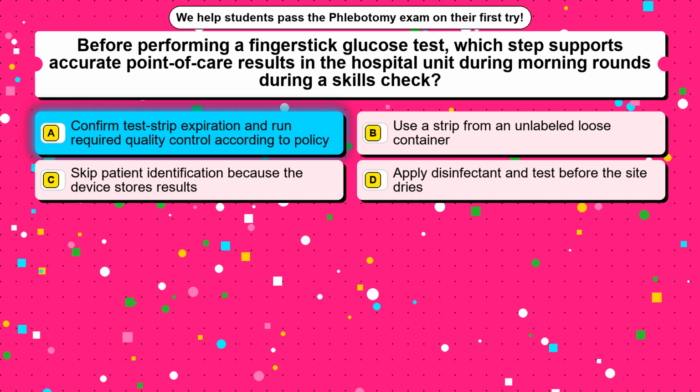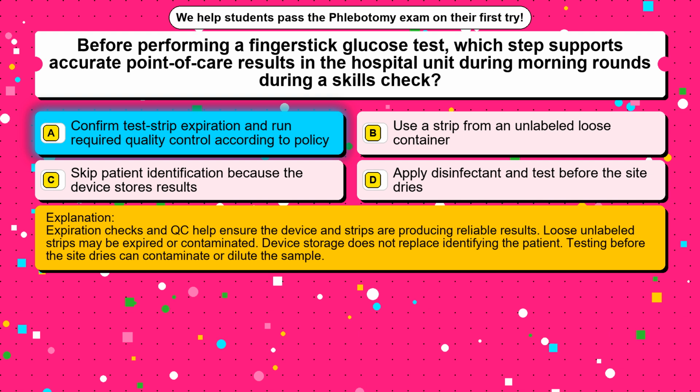Confirm test strip expiration and run required quality control according to policy. Expiration checks and QC help ensure the device and strips are producing reliable results. Loose unlabeled strips may be expired or contaminated. Device storage does not replace identifying the patient. Testing before the site dries can contaminate or dilute the sample.